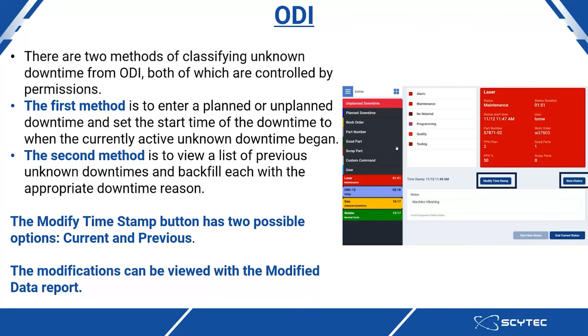And as I mentioned previously, be aware of the modify timestamp and note history that I'm going to be discussing in both this current slide and the next slide. The modify timestamp button has two possible options, current and previous, where you can modify downtimes, either the current one or the previous ones. And you can also view these modified downtimes with the modified data report.